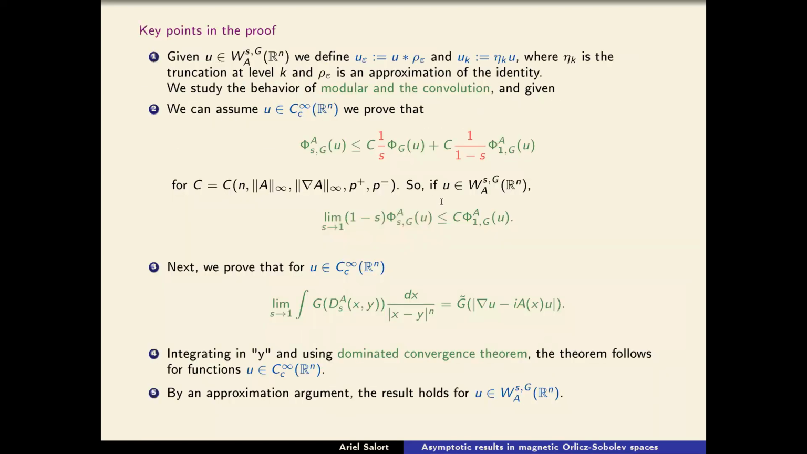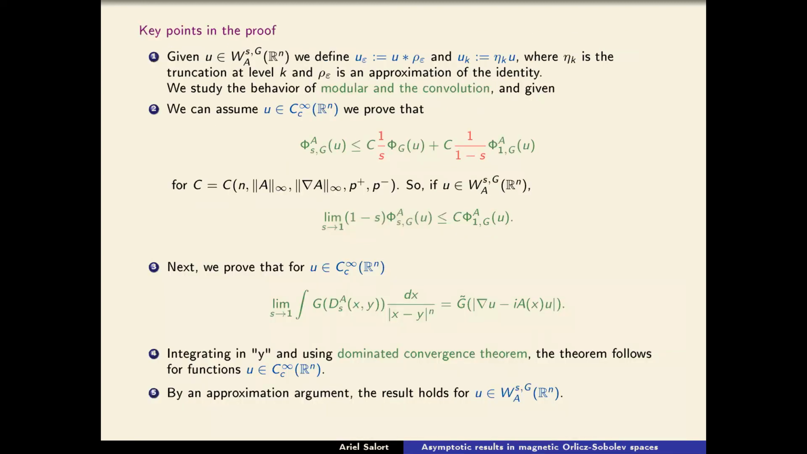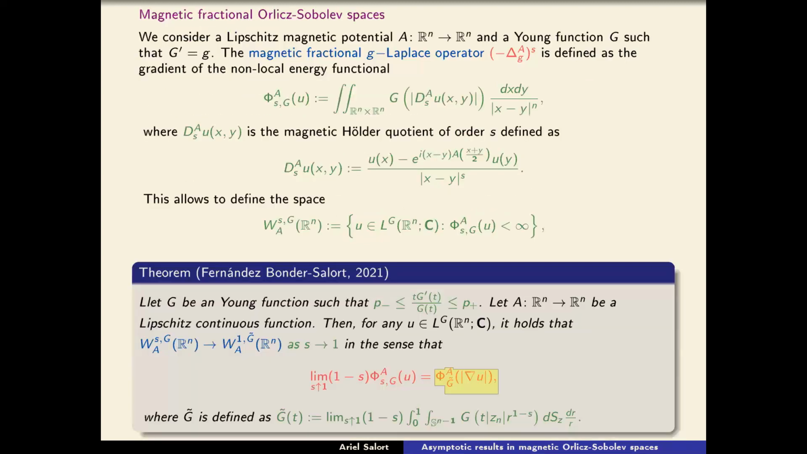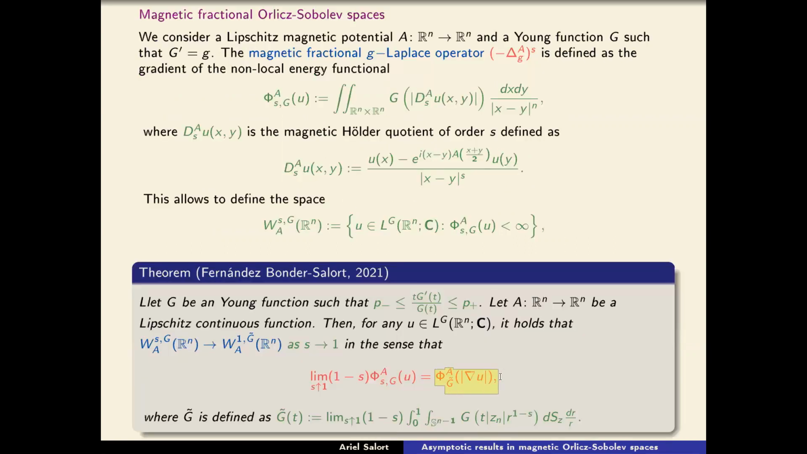Now you can identify which is the limit. Yes, it's something bounded, but which is the limit? You want to obtain this modular. Yes. Recall that this expression is the integral of G̃ of the gradient of u, the magnetic gradient. So the limit you expect to obtain is the integral with respect to x of this expression, which is this one by definition.